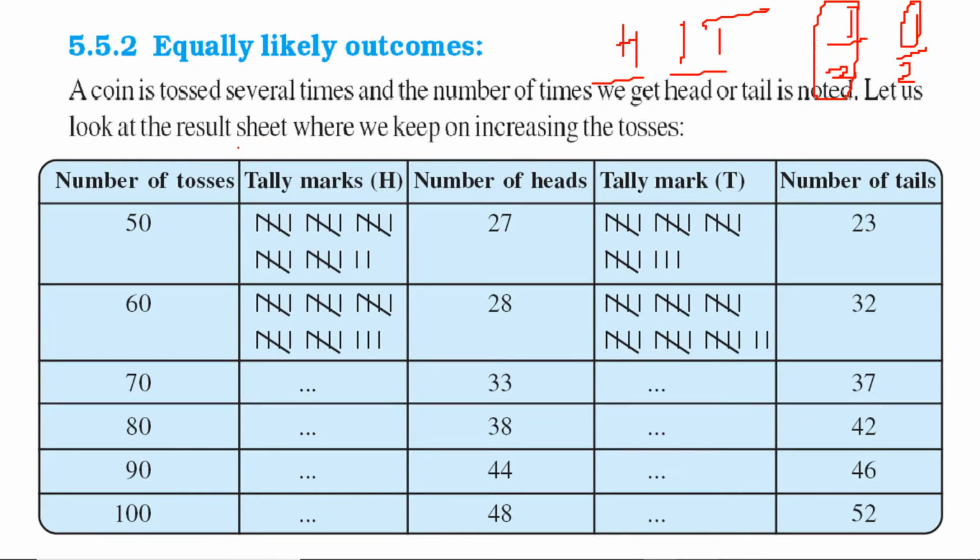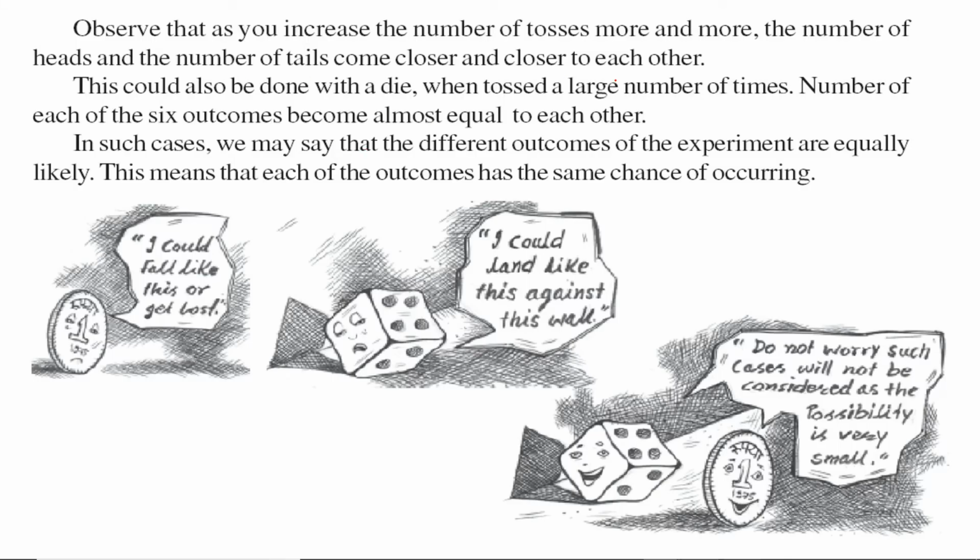So let us go to the result in which we increase the tosses. See, we have number of tosses as 50, number of heads 27, number of tails 50 minus 27, that is 23. We increase the number, we go to 80, now the number of heads is 38 and tails are 42. Then we go to 100, you see the result is coming nearer to 50, right? Both of these. So we observe that when we increase the number of experiments, the value comes nearer to what we would have expected, that is half or 50%.